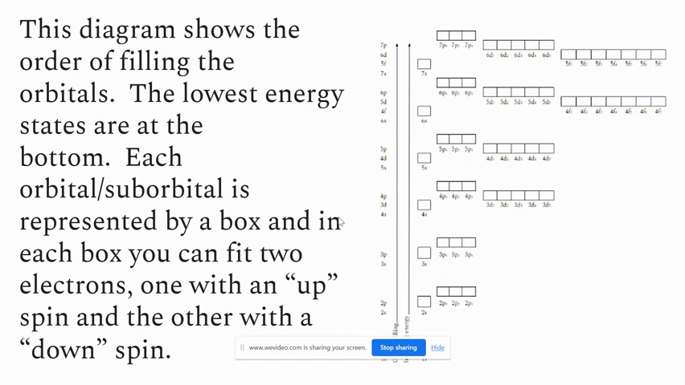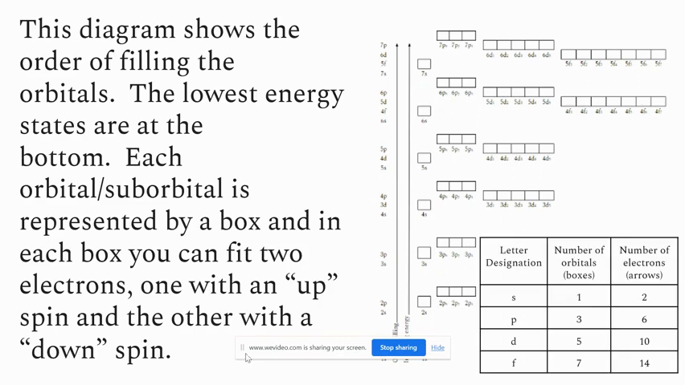Okay? So when we fill these, we end up having an up arrow and a down arrow. And the orbitals, if we have an s orbital, it's going to get one box and it has two arrows. P orbital number of boxes would be 3 and it has 6 arrows possible. D is 5 and it has 10 arrows possible, and F is 7 and it has 14 arrows possible.